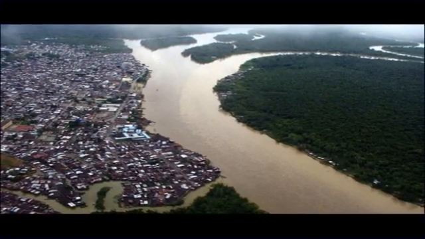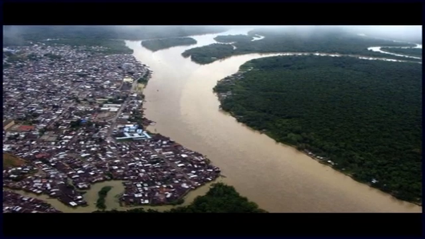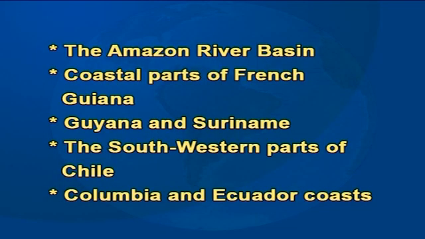It receives an annual rainfall of 350 inches. The four parts of South America which experience heavy rainfall are the Amazon River Basin, coastal parts of French Guiana, Guyana and Suriname, the southwestern parts of Chile, Colombia and Ecuador coast.